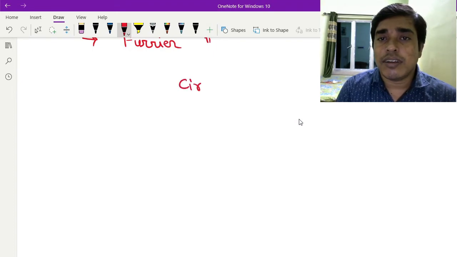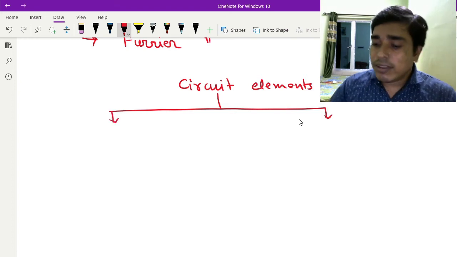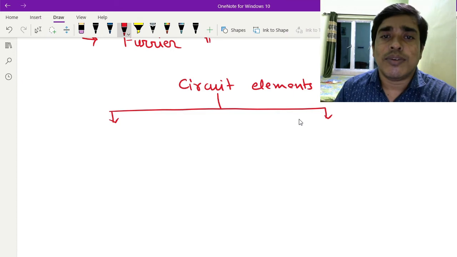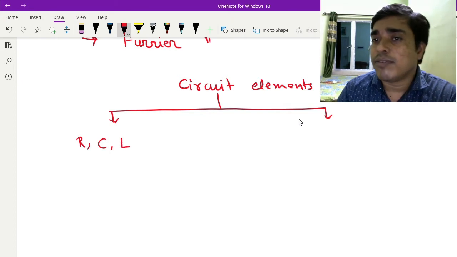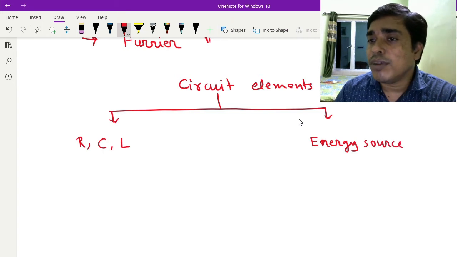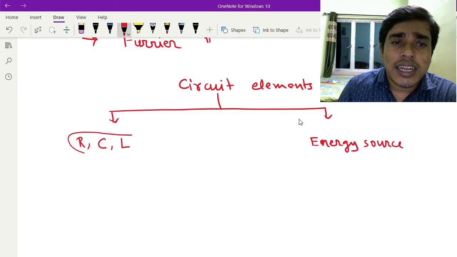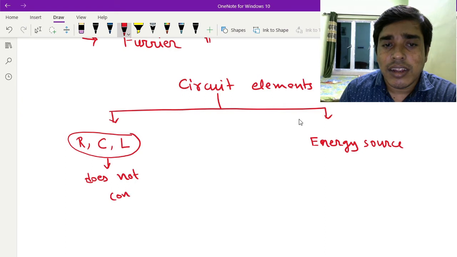Circuit elements: all of you already know the resistance, the capacitance, the inductance, or the energy source. This RLC does not contain any energy.